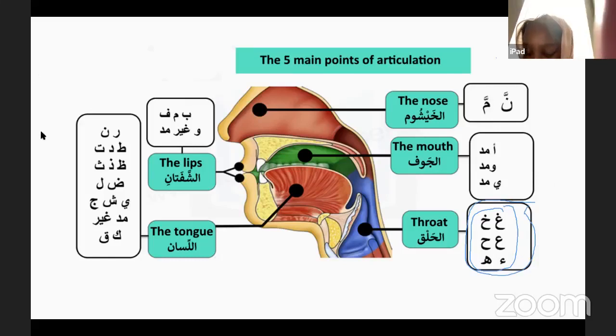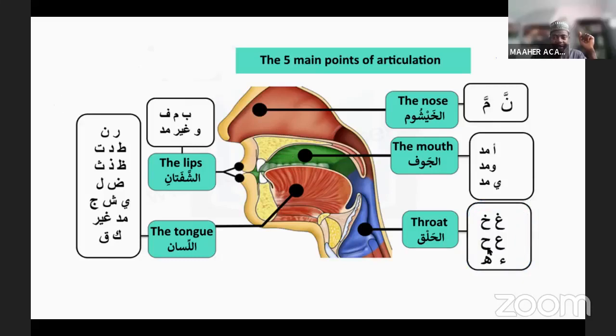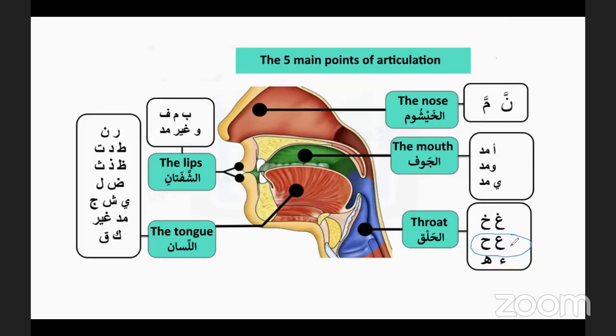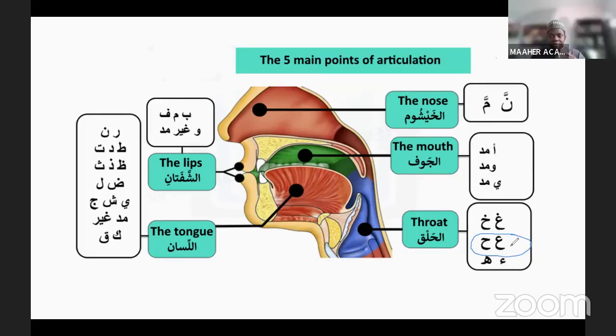So I want someone to pronounce the ain for me. Ali has done that earlier. I want Khalid to pronounce these 2 letters, these 2 that come from the middle of the throat, the ain and the ha. How do you pronounce the ain? You got it, right? That means you're blocking the passage of the air from the throat. But when you pronounce the second one, how do you pronounce it?